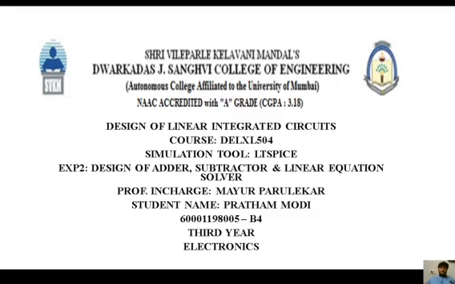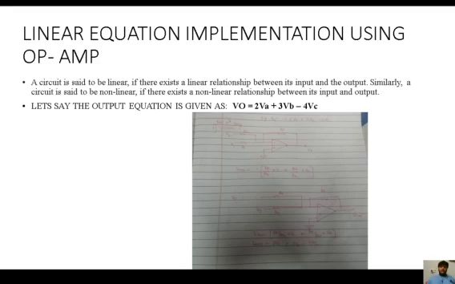I will be giving a brief introduction about adder and subtractor design. So let's start. When is a circuit said to be linear? It is said to be linear if there exists a linear relationship between the input and output. That is, the input and output should increase constantly with each other.